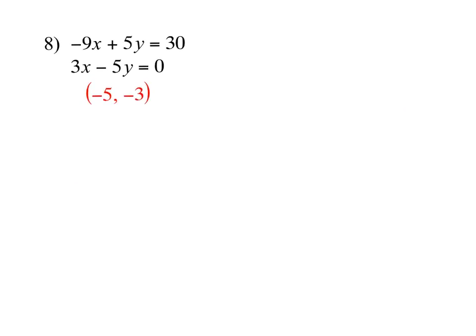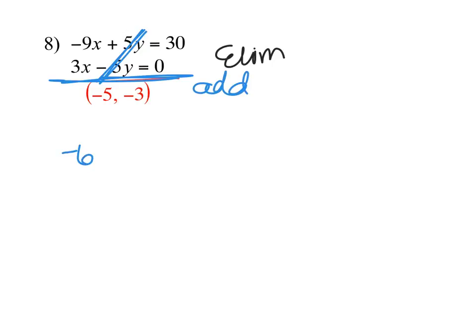Question 8 is another example of elimination because I'm in standard form. Right here, I actually have something that already eliminates. Here, I'll work in blue. All right, so my y's are going to eliminate. And when I add everything that's left, I get negative 6x equals 30. I'm going to go ahead and solve that out. So x is negative 5.